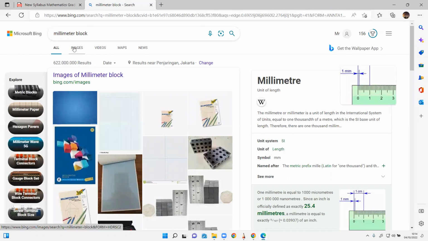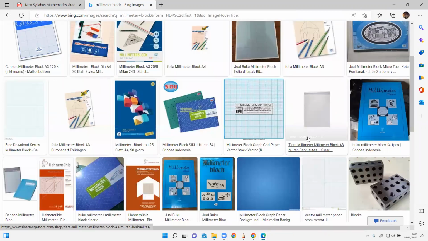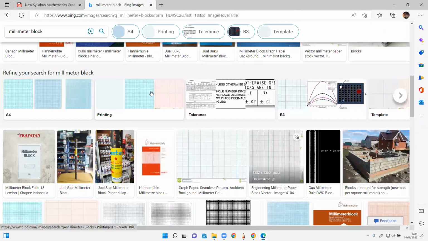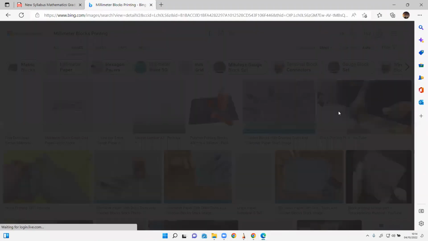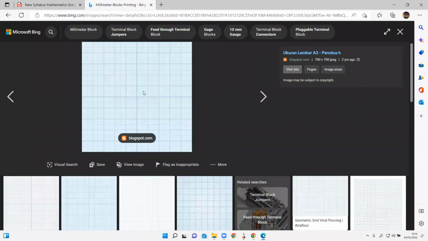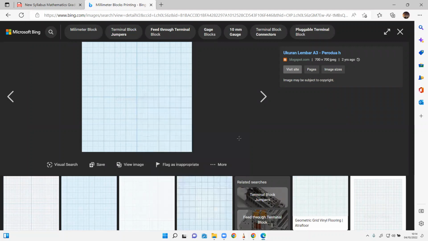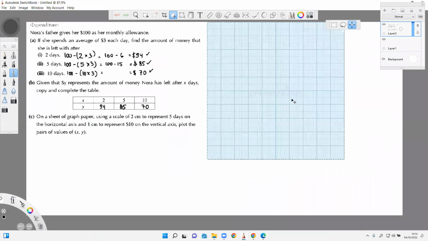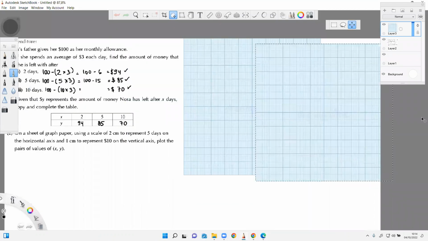Okay, where is it? Printing. Oh, that's good. Oh man, this is nice. Let's see. Copy. I want to add more paper here.